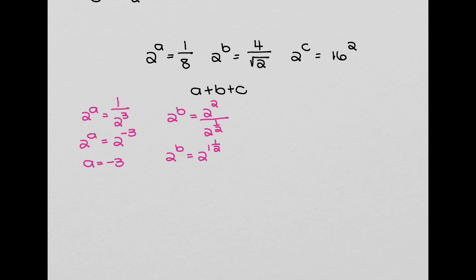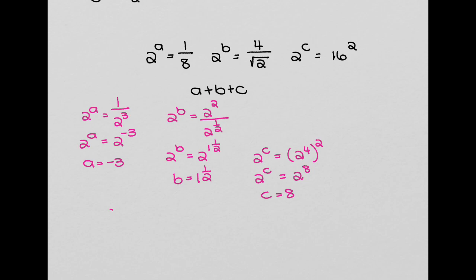And then for the last one, 2 to the power of c is equal to 16 squared. You can write 16 as 2 to the power of 4, and then that's to the power of 2. A power raised to a power means that you times. So I've got 2 to the power of c is 2 to the power of 8, which means that c is 8. Over here, I forgot to write b is 1 1/2.